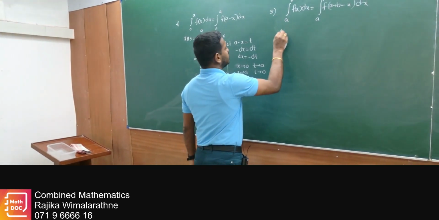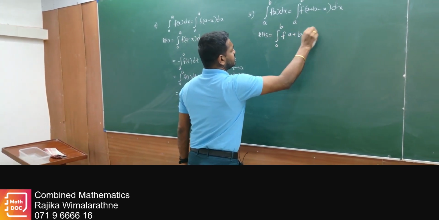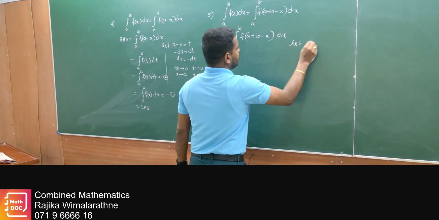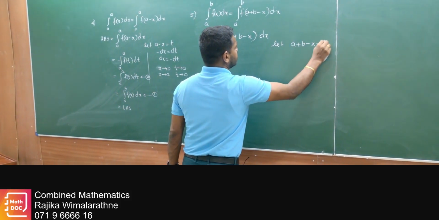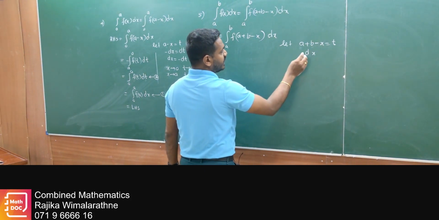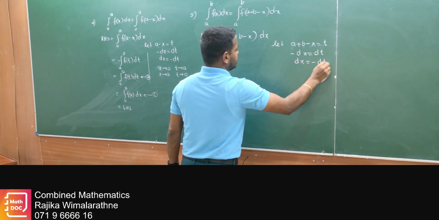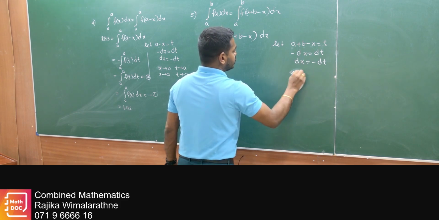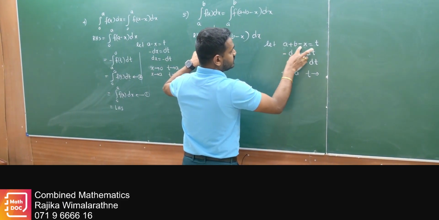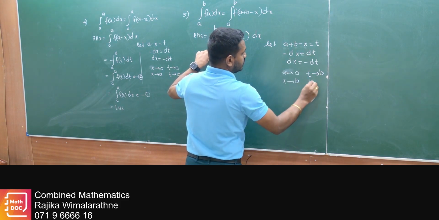Now take this case, the right hand side, a to b f(a plus b minus x) dx. You take this part as t: a plus b minus x equals t. Differentiate: a and b derivatives are 0, minus x derivative is minus dx, t derivative is dt. Then dx equals minus dt. As x goes to a, t goes to, substitute a here, a plus b minus a, t goes to b. As x goes to b, t goes to a.